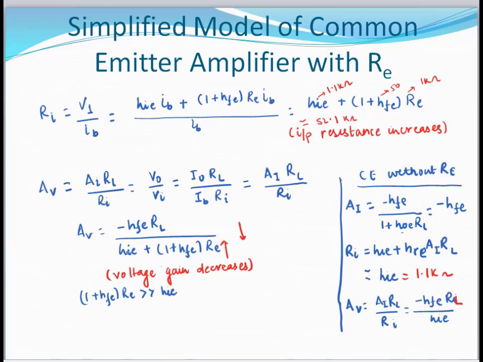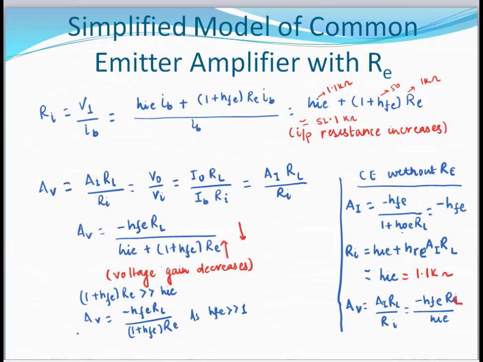So what will we do? We will neglect this hie term, then we will get AV equal to minus hfe RL by (1 plus hfe) RE. Further we will simplify it. In 1 plus hfe, as hfe is very much greater than 1, we can neglect 1 here.